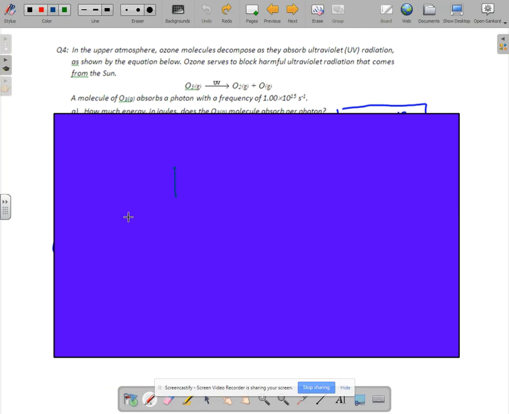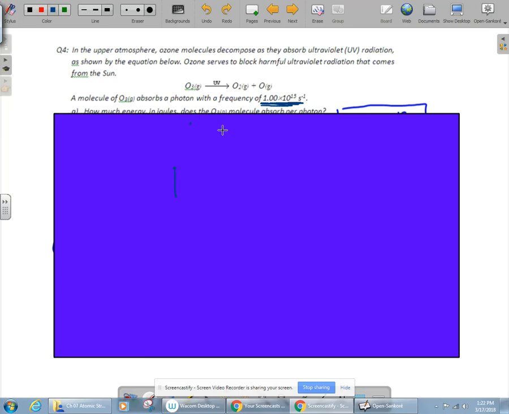As always, I hope that you work through these calculations, then pause the video and come back and check your answers. This is the photoelectric effect, but it's a little different because we're seeing how much energy a photon would have to have to break a bond in an ozone molecule, which is O3. So it's like one photon per one electron ejected off the plate. Here, it's one photon to break one O-O bond. It says a molecule of O3 absorbs a photon with the frequency given here. So the first question is, how much energy is in that photon?